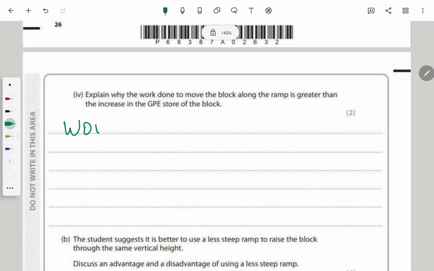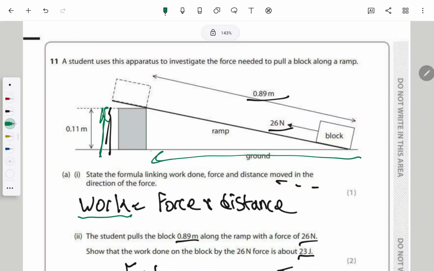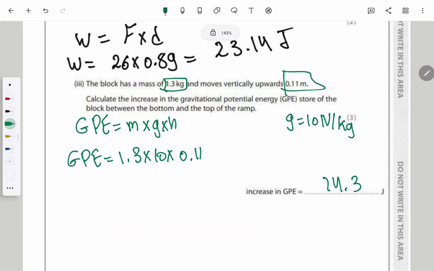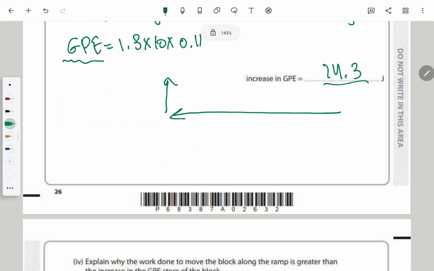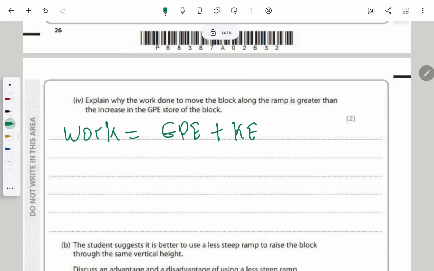I just want to explain a small point. Work in this scenario is the gravitational potential energy plus the kinetic energy. The energy that moved the block left and right plus the energy that moved the block up and down. Or sorry, in this case, it just went up and it just went left. So when we calculated the gravitational potential energy right here, we just calculated how much energy was used to lift the block upwards. But we didn't calculate the other section, which is how much energy was used to move the block to the left. That's the idea behind why the work done on the block is greater than the increase in gravitational potential energy store.